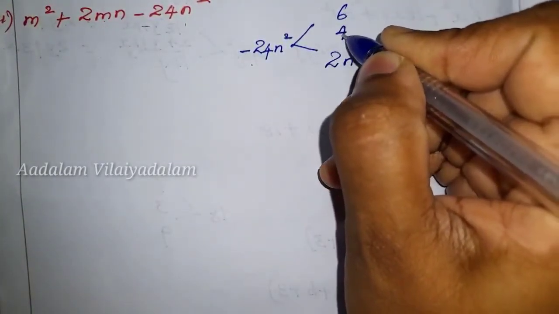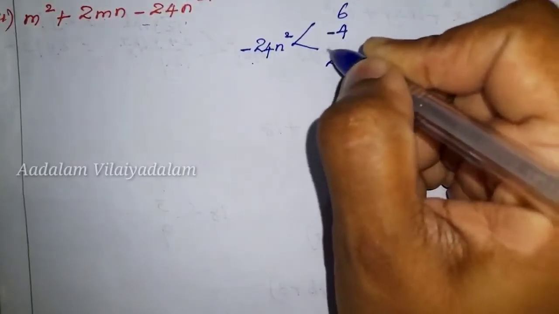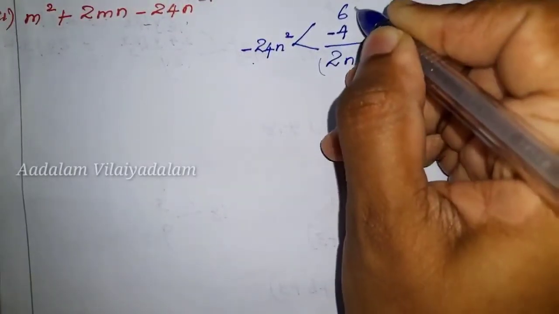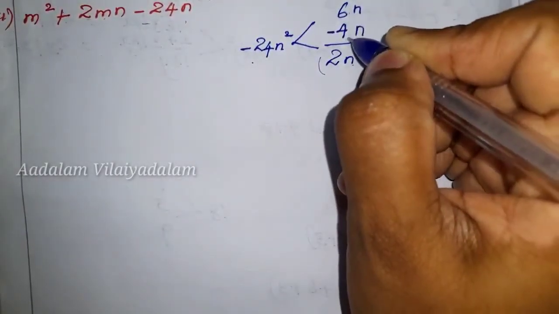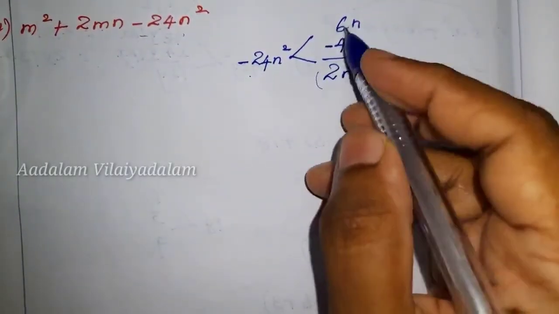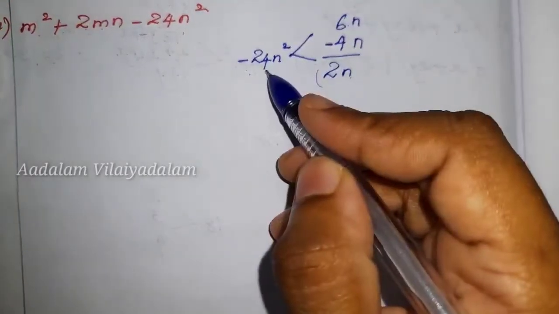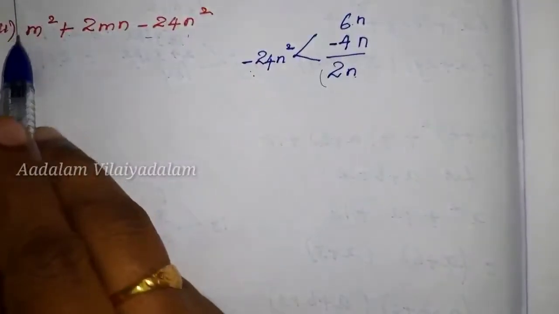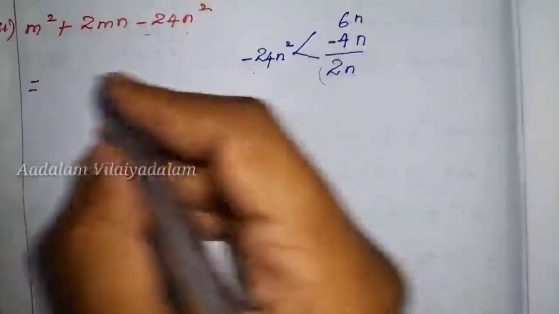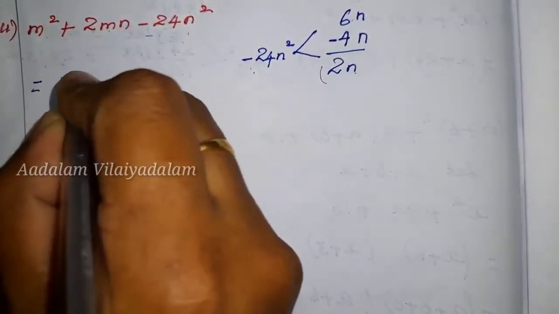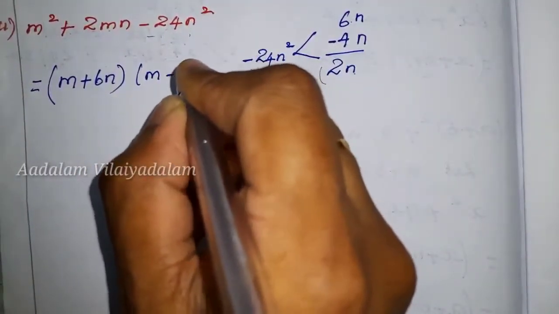So 6 − 4, the answer is 2. Here n is there, and the smaller number takes the minus sign, the sum is plus. So 6n − 4n, the answer is +2n. In multiplication, plus into minus is minus, 6 times 4 is 24, n times n is n². Here no coefficient term is there, so just directly write the factors. The first factor is m + 6n. The second one is m − 4n.